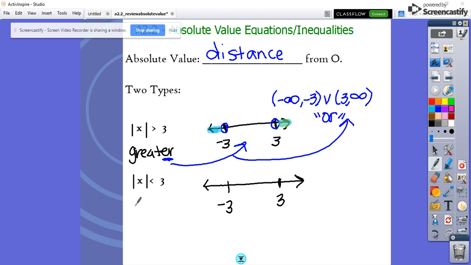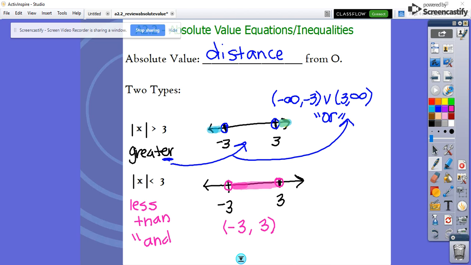The next one is less than. Less than is an AND statement. Still open circles, but less than is an AND, 1 inequality, 1 shade. So our shade is going to be right here in the middle. And when we write our interval notation, we're going to go from negative 3 to positive 3.